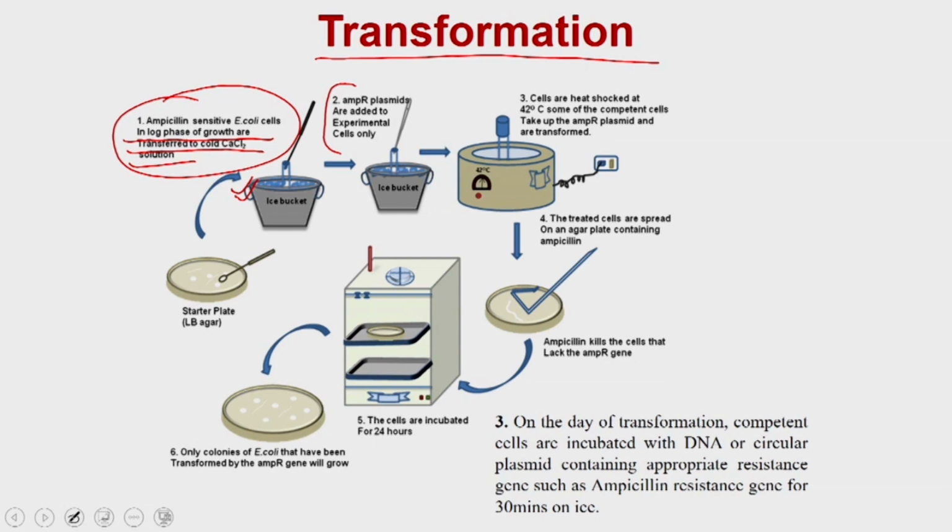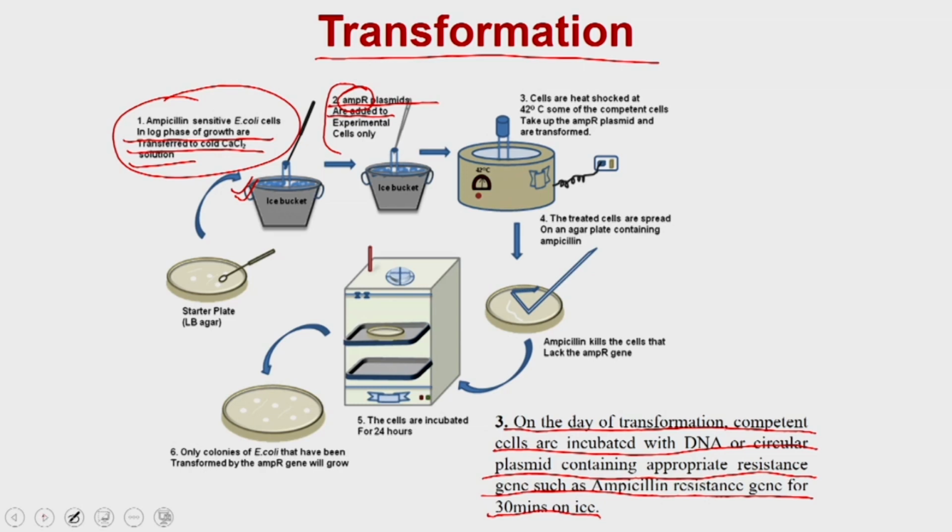On the day of transformation, you take out one vial and put it into the ice bucket, and then you incubate the plasmid which you want to transform. In this case we have taken a plasmid containing ampicillin resistance, and you incubate the competent cells with that plasmid on ice for 30 minutes. So, the competent cells are incubated with DNA, the circular plasmids containing resistance genes such as ampicillin, for 30 minutes on ice.